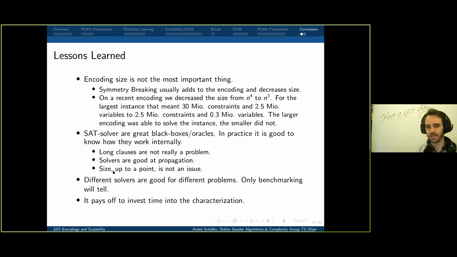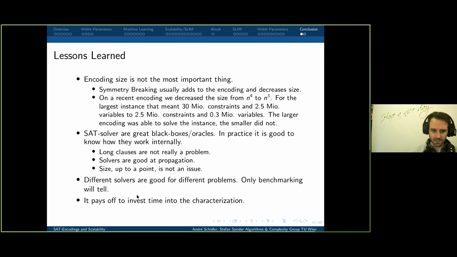And generally, size, up to a point where memory and disk space and other things become an issue, is generally not a problem for the SAT solver. SAT solvers can deal with very, very large instances. And so before you cut down the size with things that make it harder to solve, maybe check if it's really a problem.